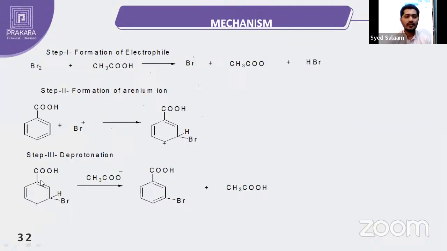So here, first is the formation of the bromine electrophile. This bromine electrophile again will have the ortho and para positions occupied by the positive charge during the attack. So that is why it will have only meta left, and that is why meta bromo benzoic acid is getting formed.